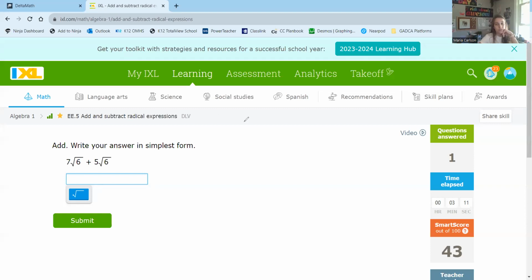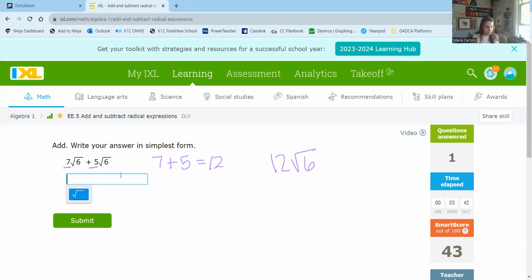Again, I'm going to see if either term needs to be simplified first, and I see that both terms have square root of 6 underneath. 6 really can't be simplified any further because if I factor it down, it would be 2 times 3, which are both prime numbers, so I can't pull anything out. So I'm just going to combine my like terms by adding the numbers in front. 7 plus 5 gives us 12. So our answer is 12 square root of 6.